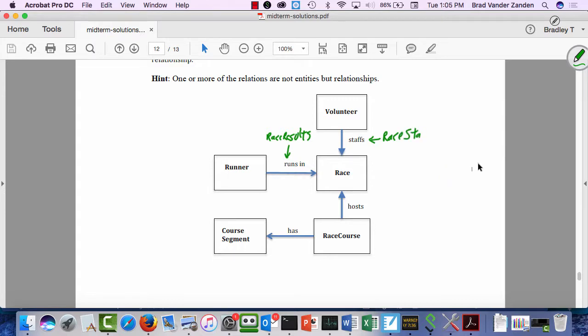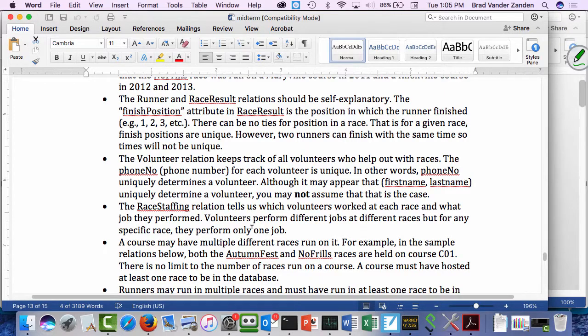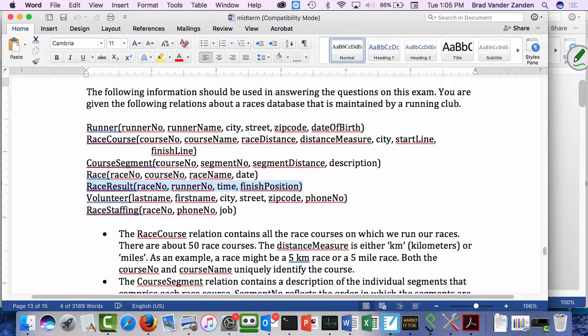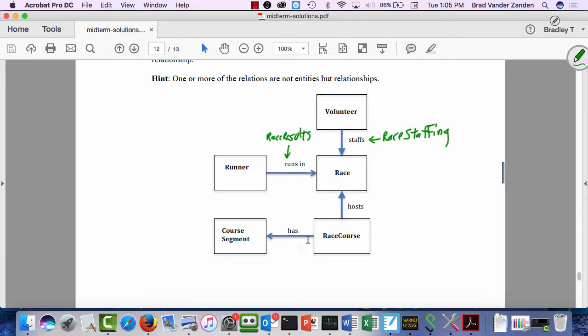Now you see a couple other relationships here. So if you look at course segment, you see that course segment has a course number as part of its primary key. That's also a foreign key. And course segment, what kind of entity did we call course segment? Weak. It's a weak entity. It depends on the existence of a race course. So a race course has course segments.